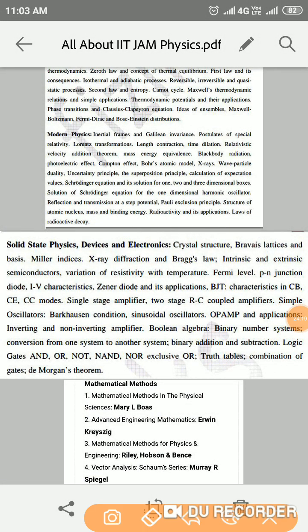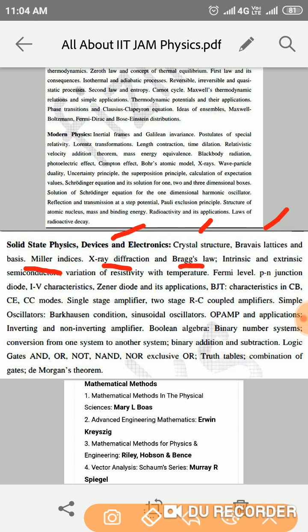Now moving towards our last unit, that is solid state physics, devices and electronics. The syllabus of solid state physics is very small in JAM. The most important topics are Miller indices, X-ray diffraction, and Bragg's law. You should also have an idea about crystal structure and Bravais lattice and all that. You just have to prepare only these topics for solid state physics. Generally one or two questions are asked from solid state physics.